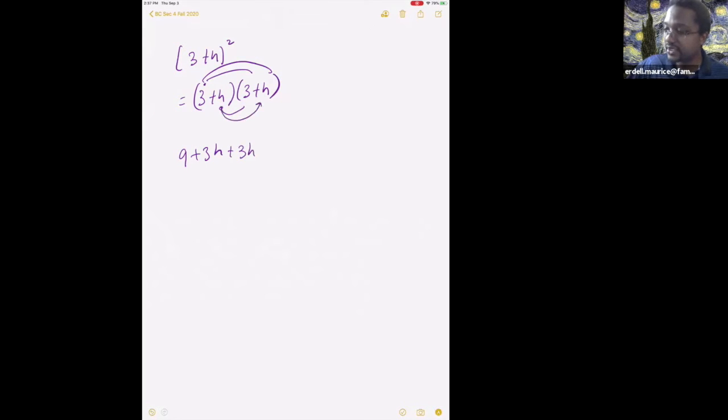I'll be right back. So I'm doing 3 plus h squared. That of course means 3 plus h times 3 plus h, because 5 squared is 5 times 5, 10 squared is 10 times 10. And then from here, I have to FOIL this thing out. Starting with the 3, I fire twice. 3 times 3 is 9. 3 times h is 3h. Then I go to the h and I fire twice. H times 3 is again 3h. And then h times h is h squared.